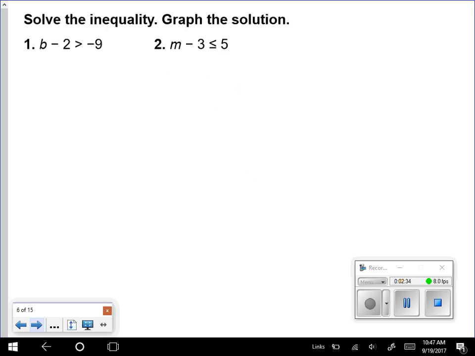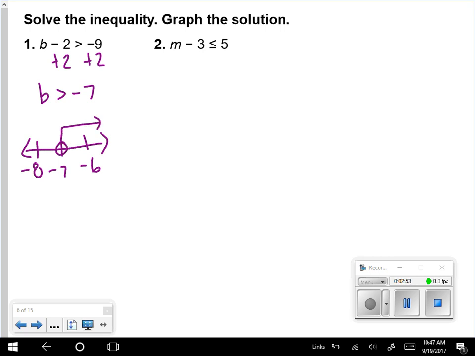So let's try number 1 here. Add 2 to both sides. B is then less than -7, and I could graph it easily here. B is in front, I have an open circle shaded to the right.